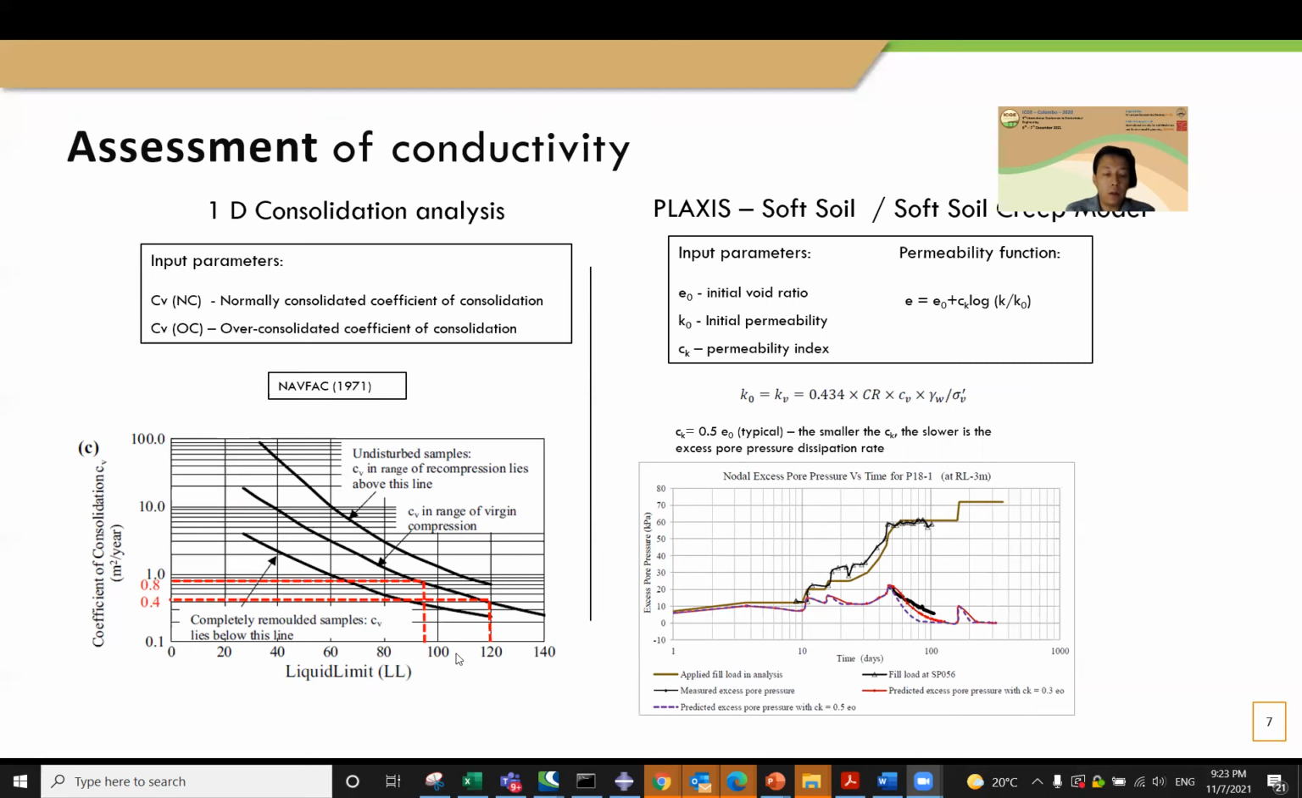If we are doing a finite element analysis using the soft soil model, then the soil conductivity parameters are the initial void ratio, the initial permeability, and the permeability index, Ck. The initial permeability can be obtained by different means, or it can be converted from the Cv using this equation. The initial void ratio can be obtained from the laboratory data. The permeability index is typically taken as half of the initial void ratio, but this is not always the case. But it is important to realize that the lower the Ck value, the slower is the predicted excess pore water dissipation rate.